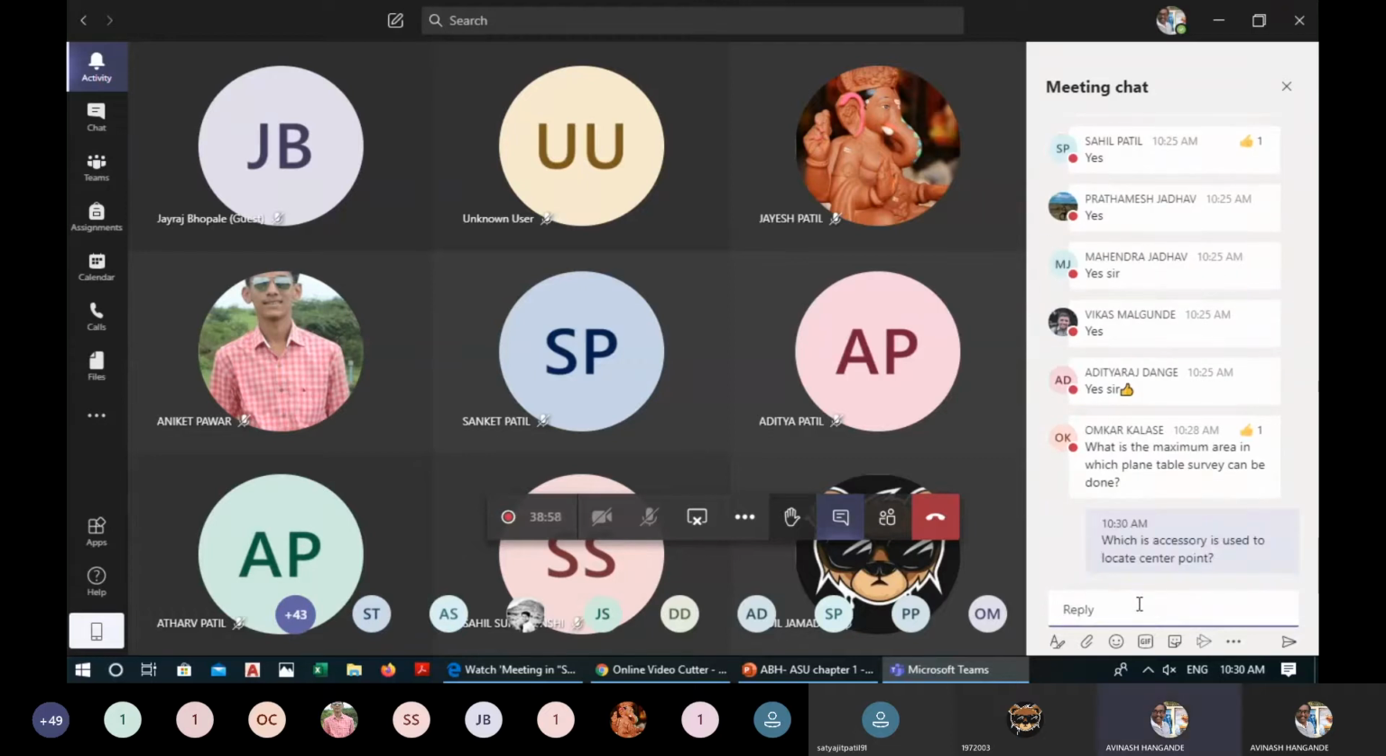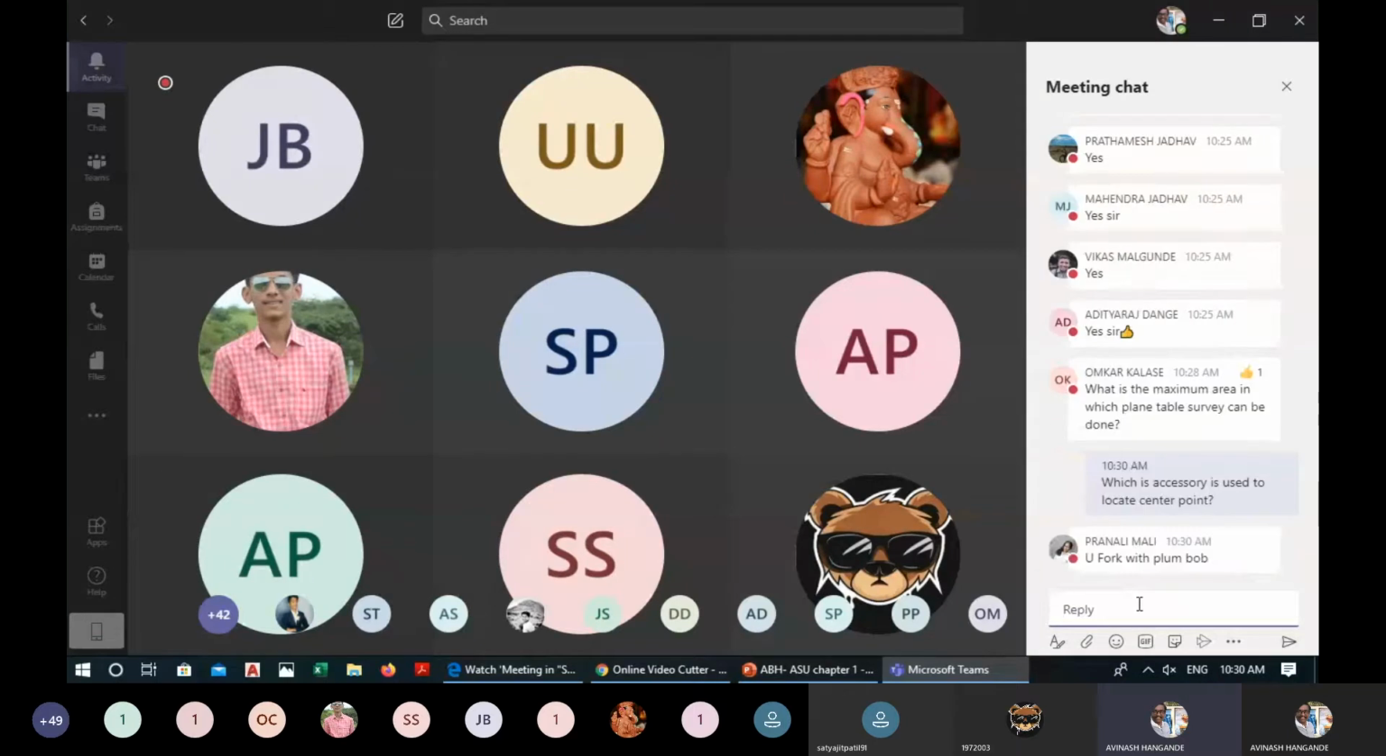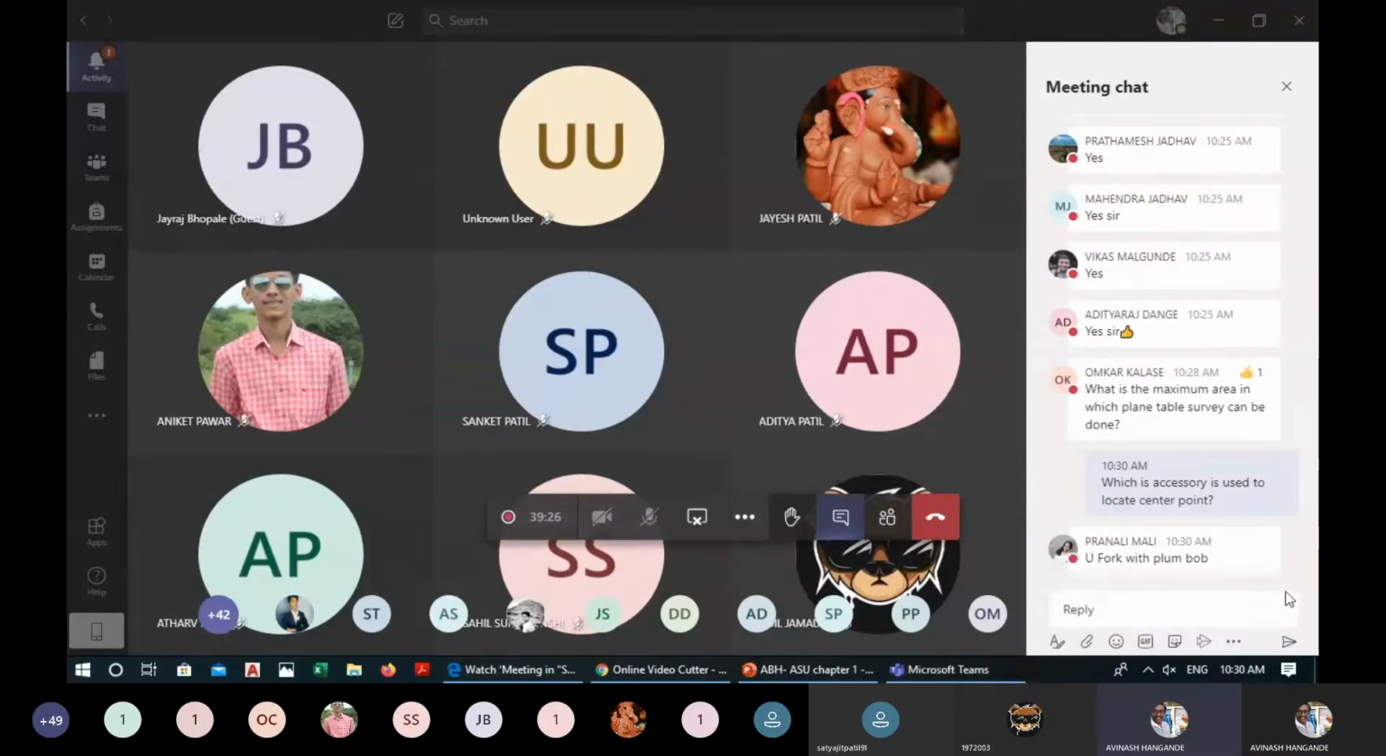Which accessories? That will be shared with you, Omkar. What is the maximum area? But before that, please answer this question: which is the accessory used to locate the center point? Just type your answer in the chat box. I want an answer from everybody. How many are there? 62 are there. That's good. Just type your answer here.